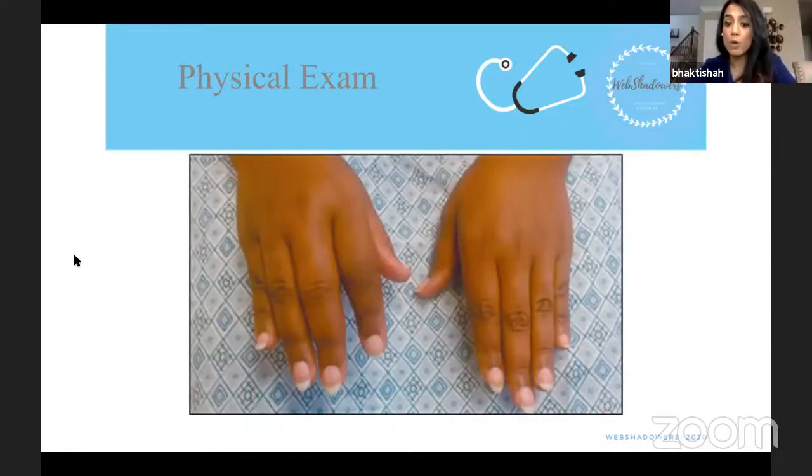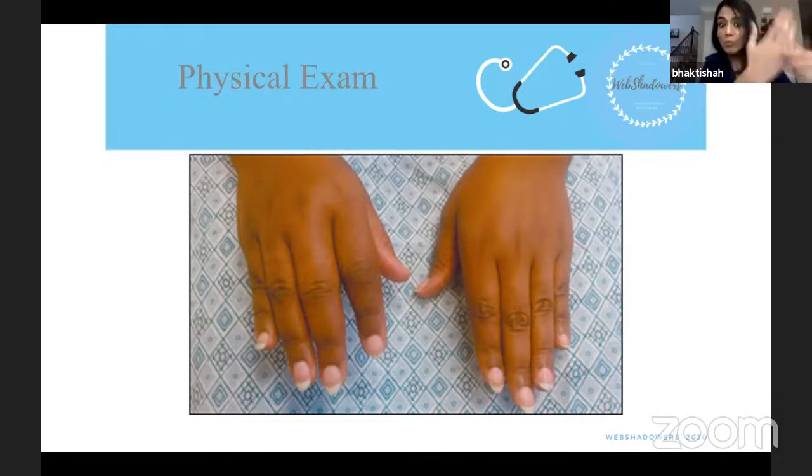This is what the hands of our patient look like. So what do you appreciate on initial glance? It looks like her fingers are swollen, right? It looks like she has some enlargement of her middle finger. It looks like her whole front part of her hand is very swollen.